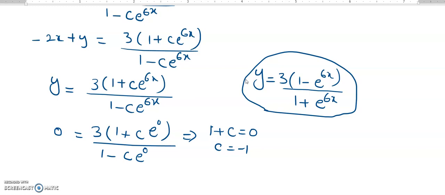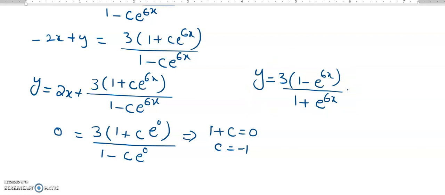No, actually, well, it doesn't make any difference. y is equal to 2x plus this value. This is the general solution. And then you must add plus 2x. Okay, this is the final particular solution.